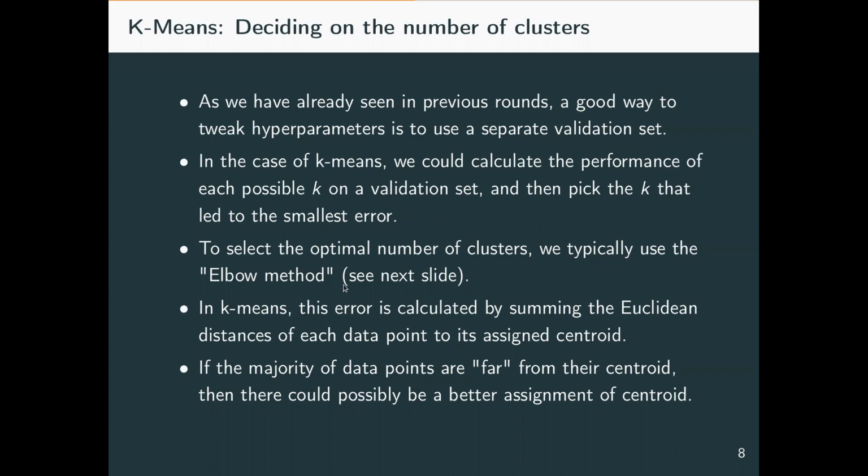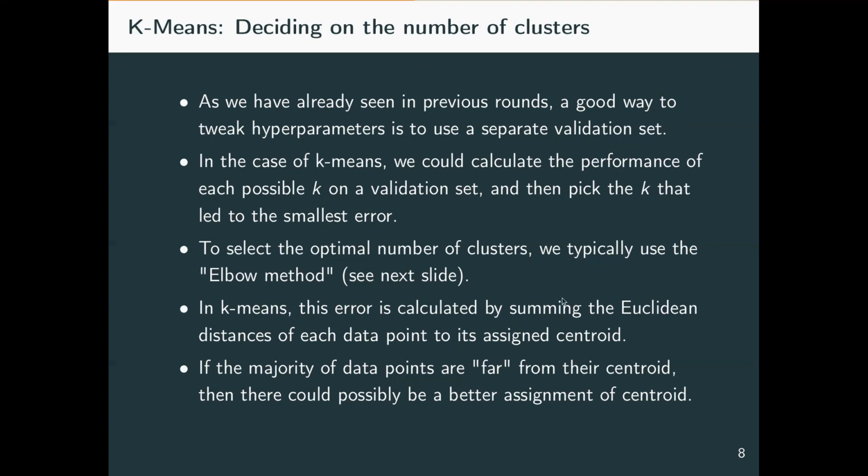But let's first discuss what the error is. So the error is just the sum of the Euclidean distances of each data point to its centroid. Ideally we would want this to be 0, but that's not possible. So we would want these distances to be the smallest possible. Again, if you have any question, feel free to interrupt me. So if the majority of data points are far from the centroid, then the error will be high because the individual Euclidean distances will be very high.